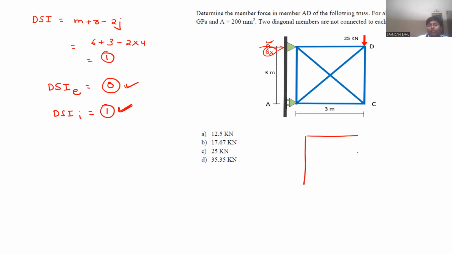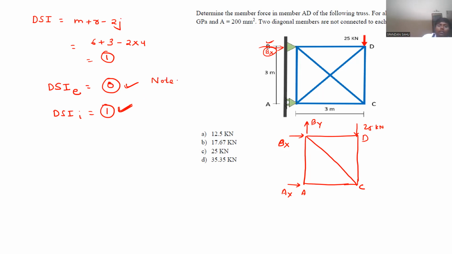Now our primary structure will be like this. We have removed AD. 25 kilonewton is acting like this. Here AX, sorry, BX and BY will come. A, B, C, D, A. Okay. Now, please write the statement as a note, whatever you have said for this case.